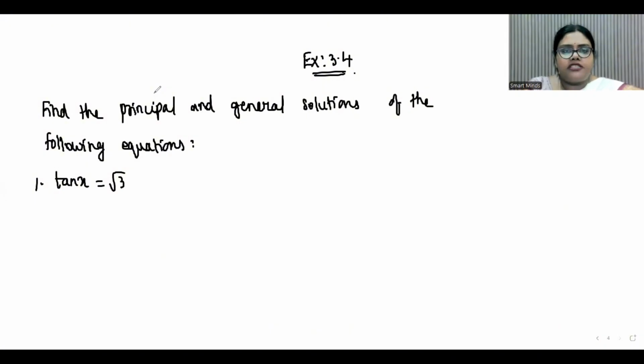Let us continue with exercise 3.4. So the question is, find the general and principal solutions of the following equations. So the first question is tan x equals root 3.